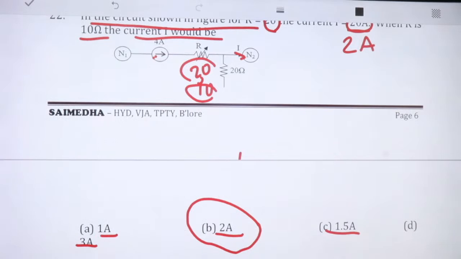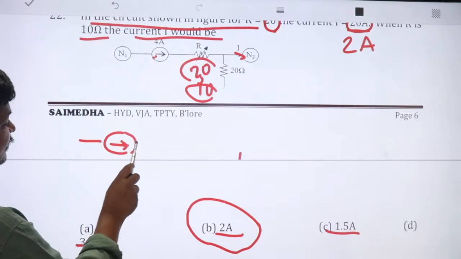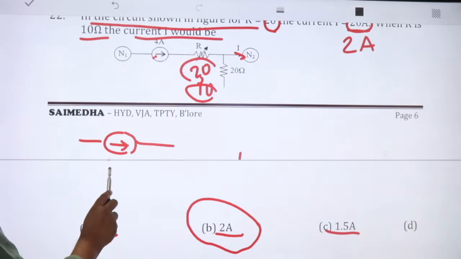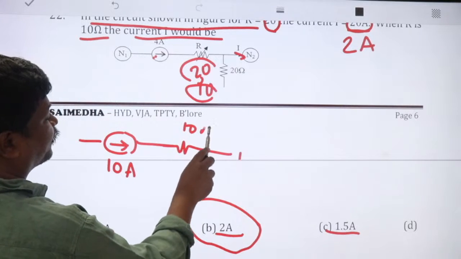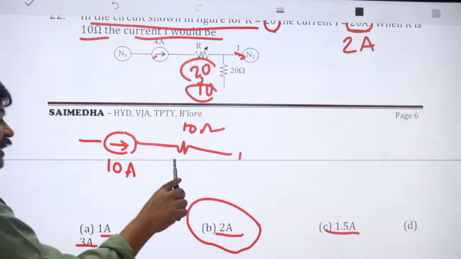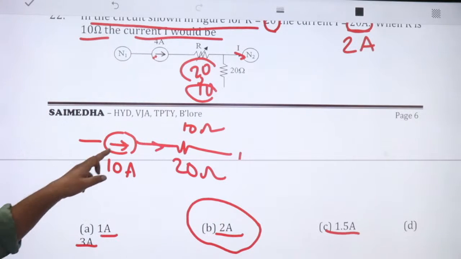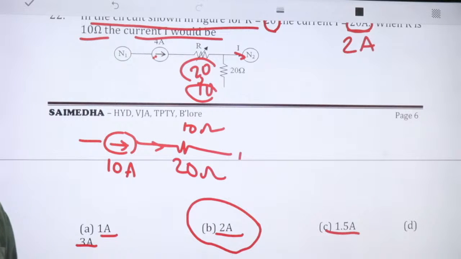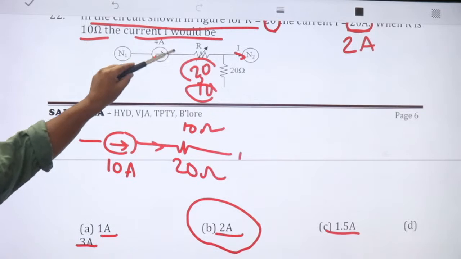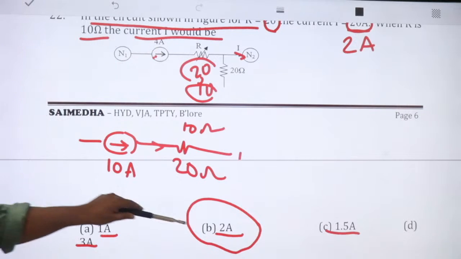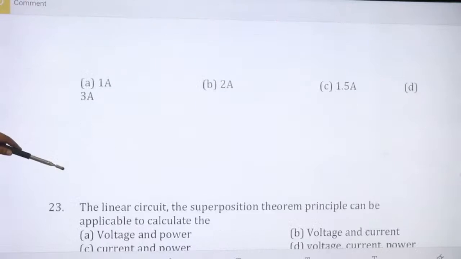Answer is 2 amperes. For example, when you have a current source like this, suppose this current is 10 amperes when the resistance is 10 ohms. If the resistance is 20 ohms, what would be the current here? Current is 10 amperes only. So, there is no effect of series resistance on a current source. That's why the answer is 2 amperes.